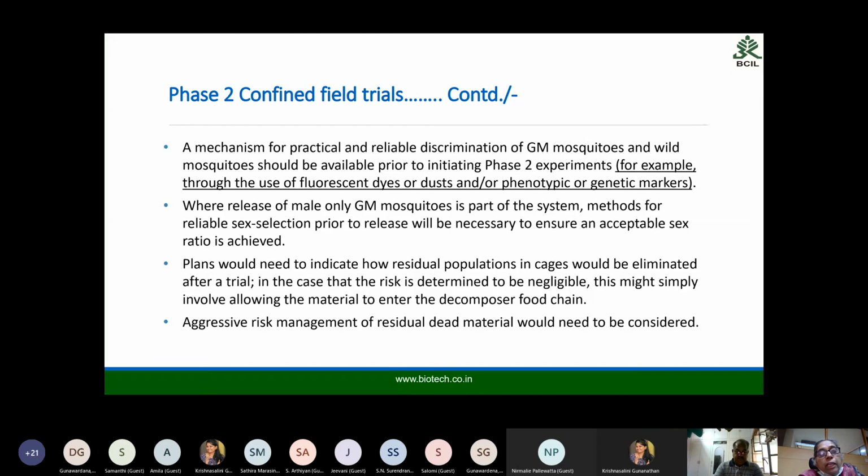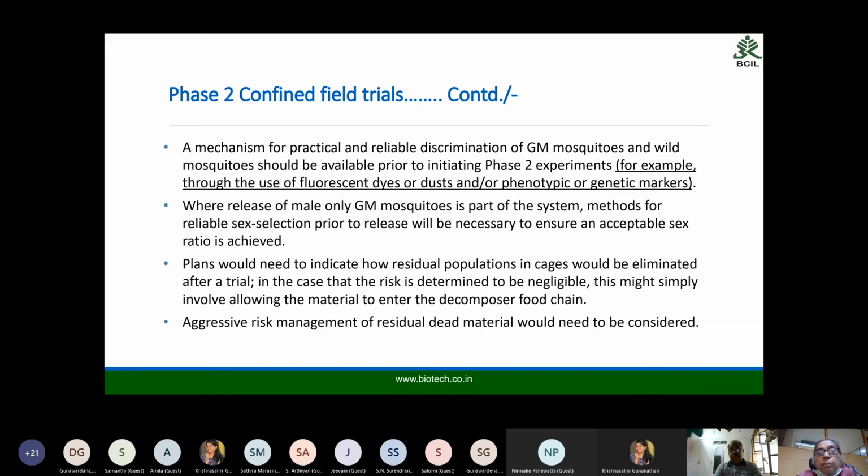Where the release of male-only GM mosquitoes is part of the system, methods for reliable sex selection prior to release will be necessary to ensure an acceptable sex ratio is achieved. All this Dr. Tyagi explained about the sex ratios which are going to be released. You need to have a good system in place. Plans would need to indicate how the residual populations in the cages would be eliminated after a trial. So this is all about management of the trials.